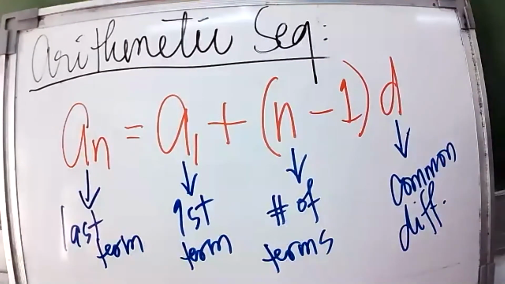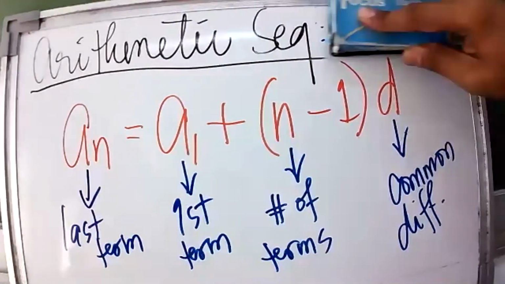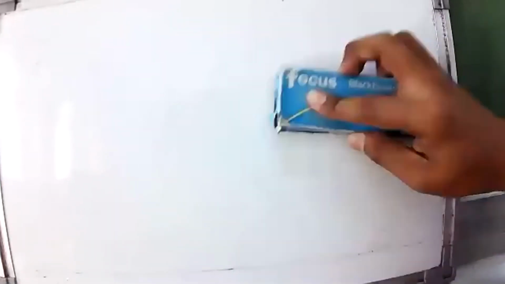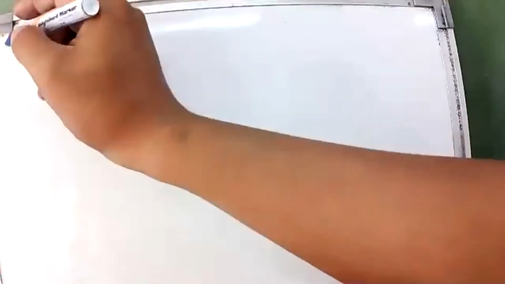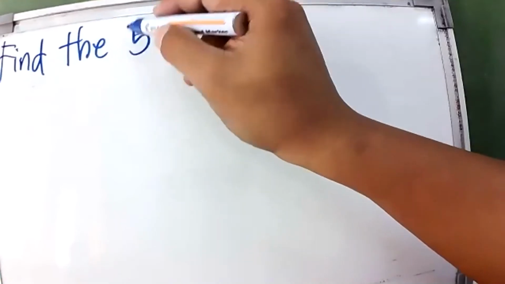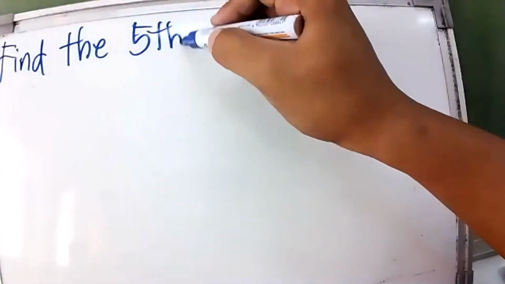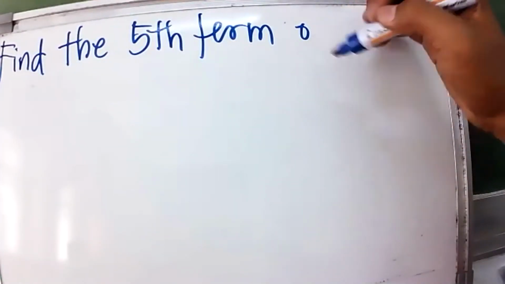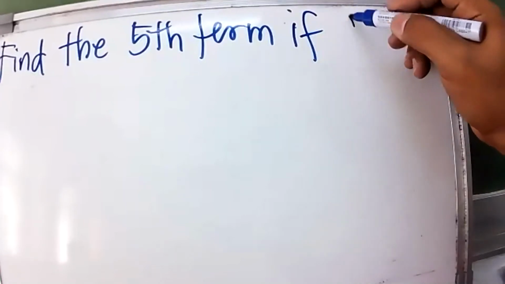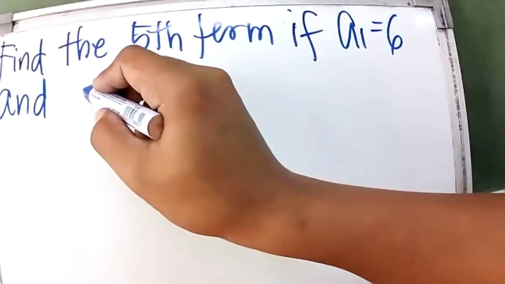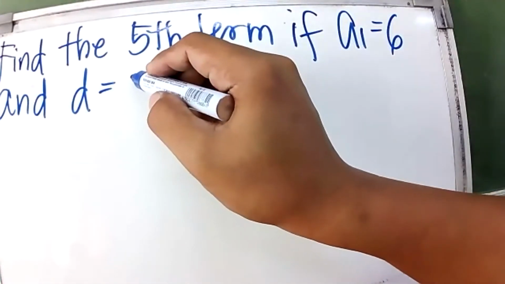Ready na? Let's have our first example for this. For the arithmetic sequence. Find the fifth term if a sub 1 is equal to 6 and d is equal to 4.